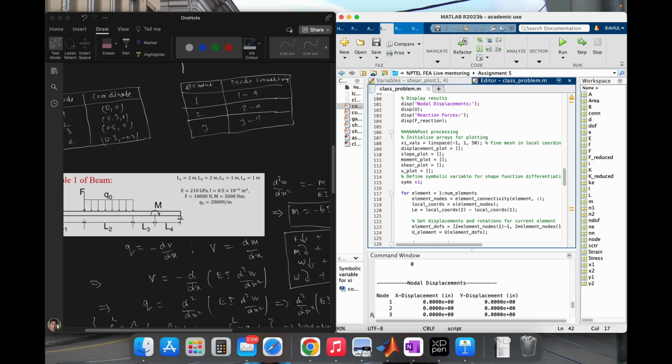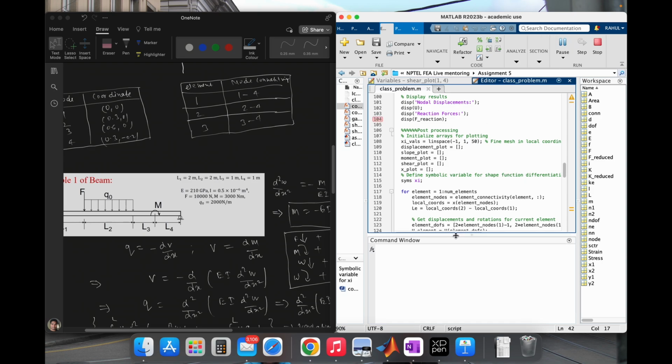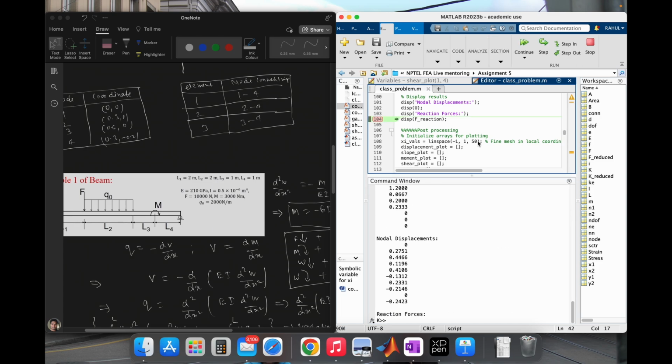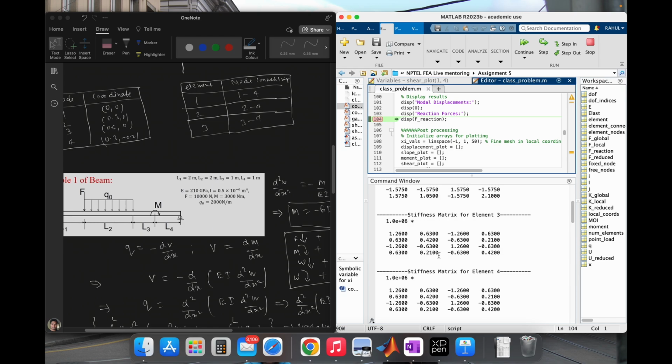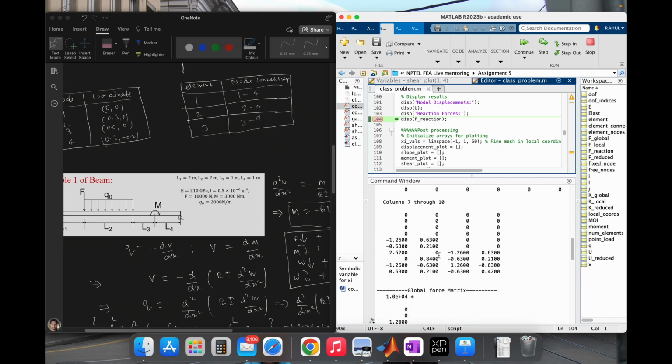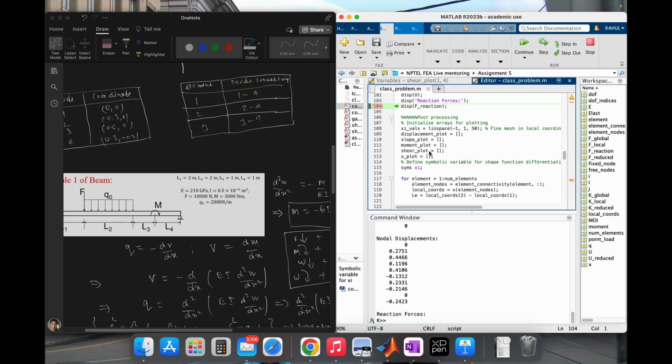Now we will post process. After solving this, let's solve up to this point. So these are the solutions: stiffness matrix 1, stiffness matrix 2, 4, the global stiffness matrix, everything we get. Now we will do the post processing.